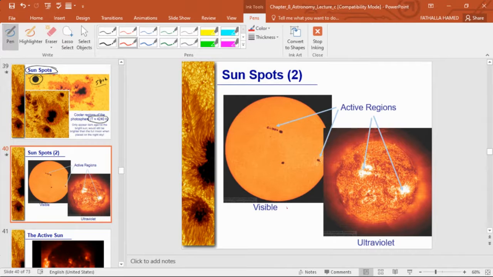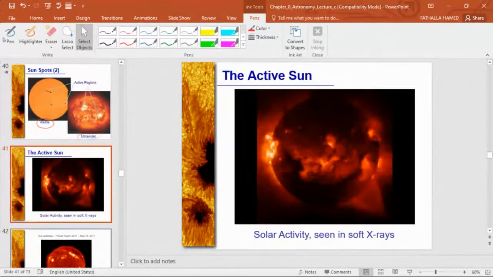Now, that's if you use visible light and you can see these sunspots. That's if you do ultraviolet. You put a filter or you try to look in the ultraviolet and you can see the granulation or the convective zone clearly. These regions look whiter here because you're looking at a different wavelength. Now, if we look at X-rays, that means we want to see if the sun is producing any X-rays, what we call soft X-rays. You can see some activity here.